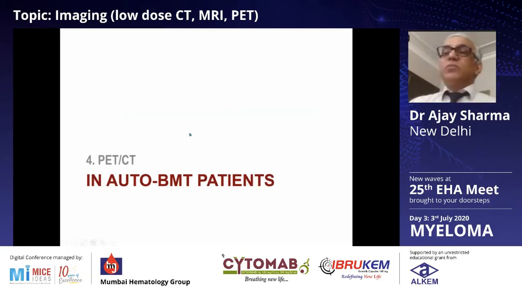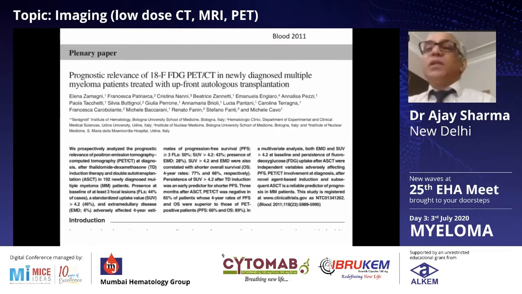At the time of the auto transplant also, next slide, please. There is a study which is a little older. It studied the outcome of these patients after induction when upfront transplant was taken up. Next slide, please. The parameters that were studied were the presence of focal lesions, three or more focal lesions, the presence or absence of extramedullary disease, and SUV values less than 4.